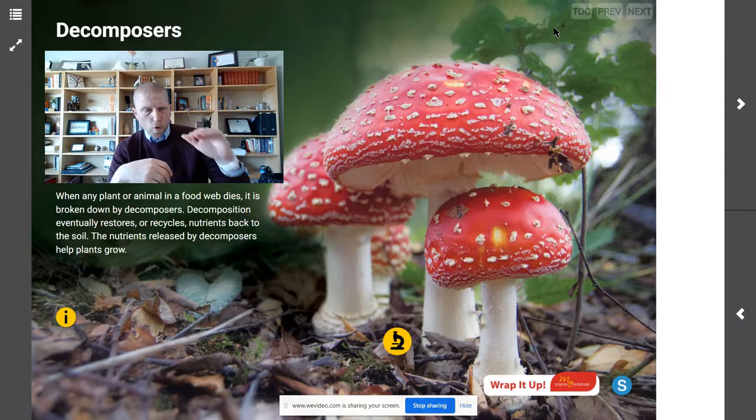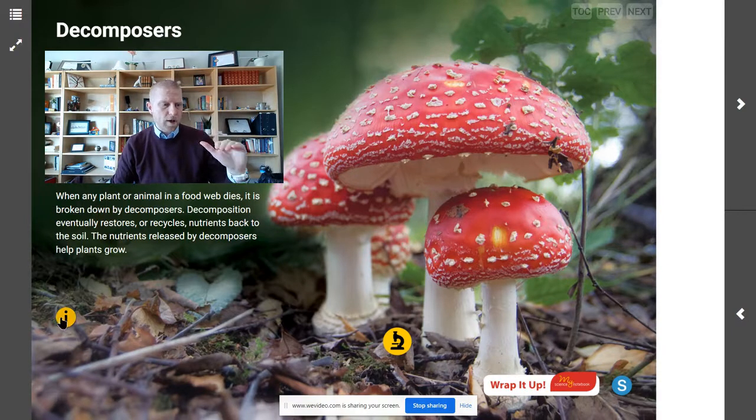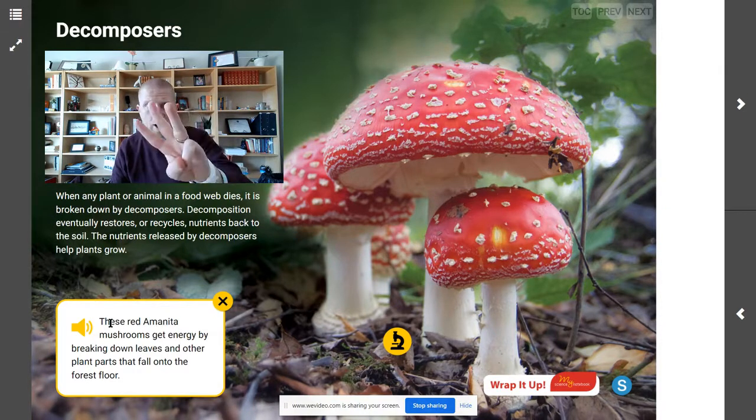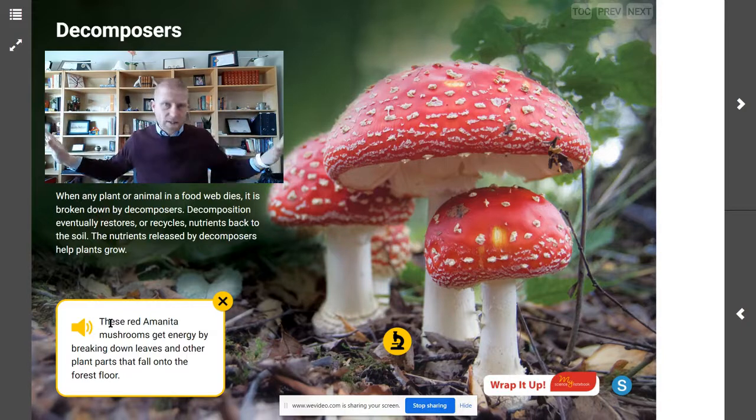So right here in our image, we can see the red Amanita mushrooms. They get energy by breaking down leaves and other plants that fall onto the forest floor. Mushrooms are not plants. Mushrooms do not have chlorophyll. Mushrooms do not carry out photosynthesis. They are not producers. Mushrooms are decomposers.